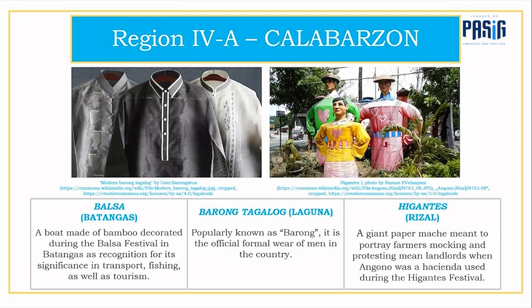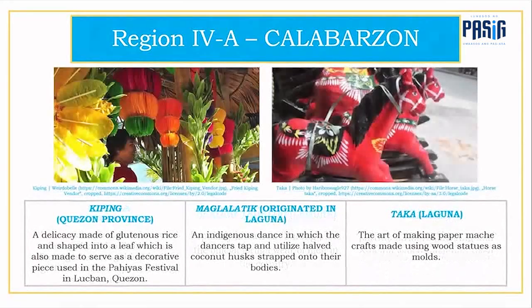Gigantes is a giant papier-mâché meant to portray farmers mocking and protesting mean landlords when Angono was still a hacienda. It is used during the Higantes Festival in Rizal. Kiping is a delicacy made of glutinous rice and shaped into a leaf, which is also made to serve as a decorative piece used in the Pahiyas Festival in Lucban, Quezon.